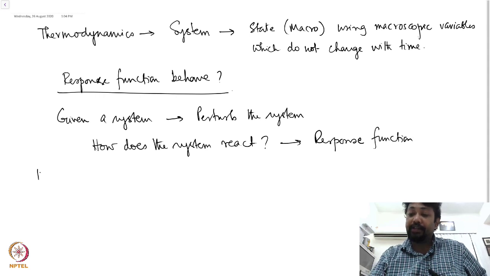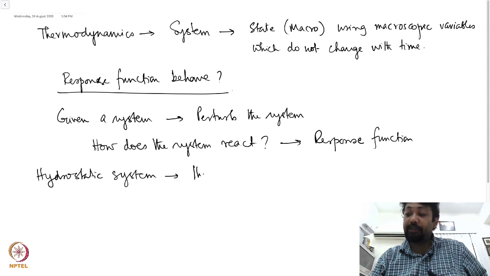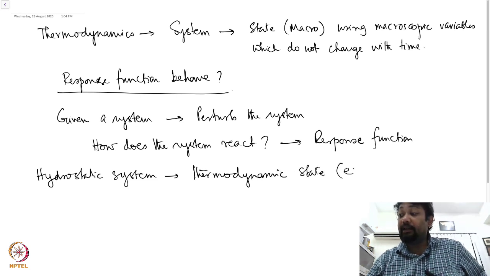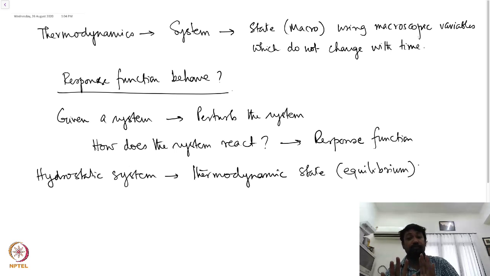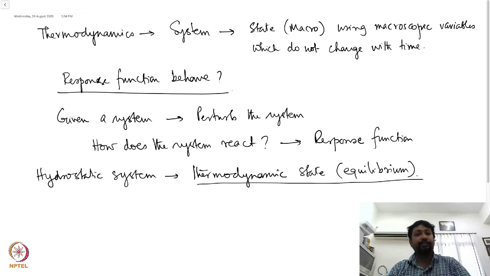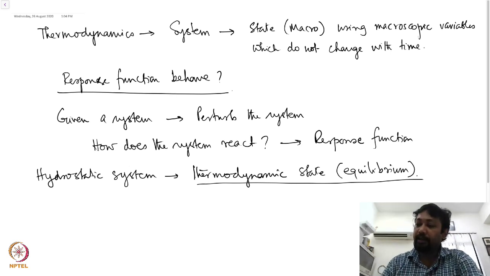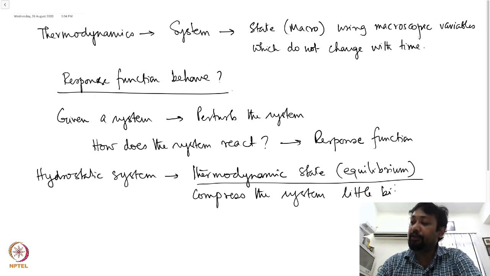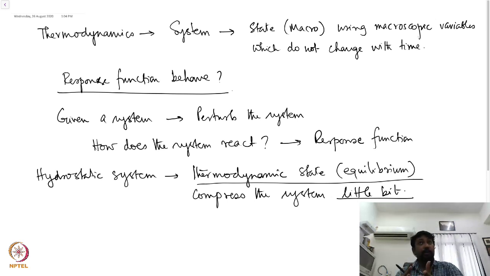Take the example of a hydrostatic system, which is in a thermodynamic state and is in equilibrium. We shall always deal with systems which are in equilibrium in thermodynamics. In principle, we'll come to this later on. So the thermodynamic state, which is in equilibrium, is characterized by pressure, volume, temperature, and particle number. Now you compress the system a little bit. The little bit is important because you're staying in the linear response.